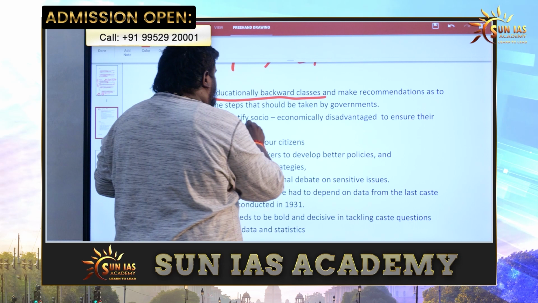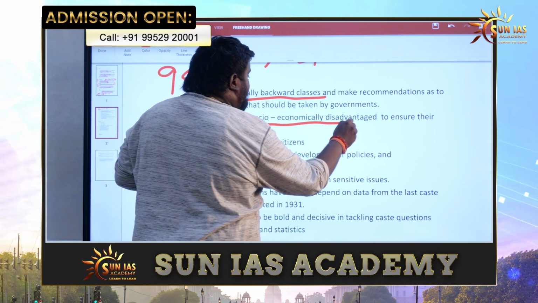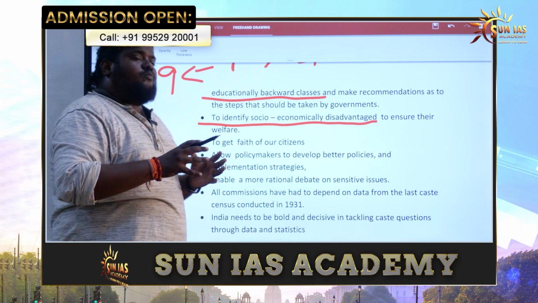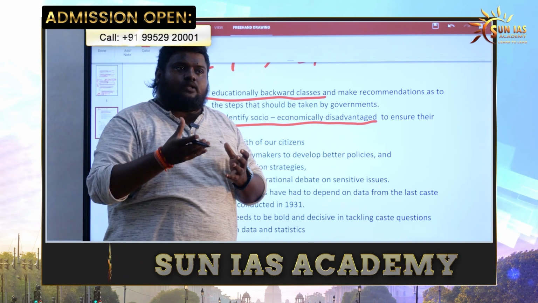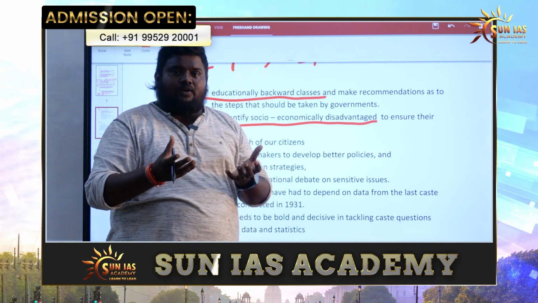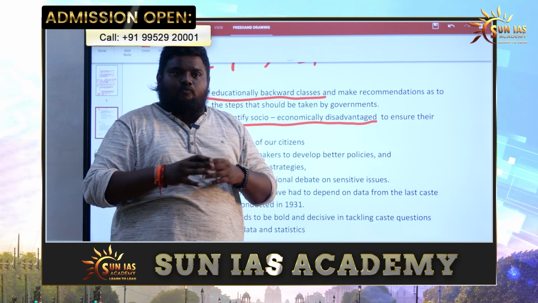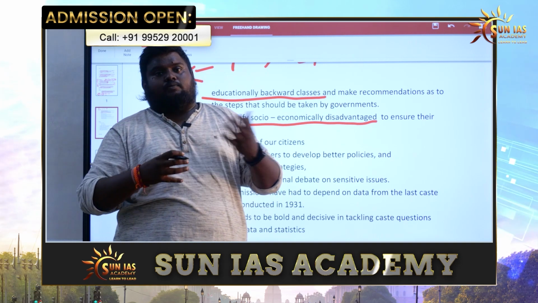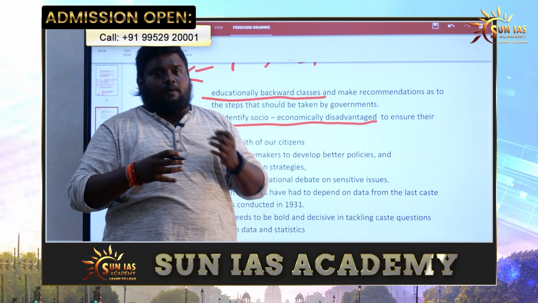So to identify the first problem, to identify the socially and economically disadvantaged, and we have to find what needs to be done for them, because some will be economically very wealthy, some will be economically very weak as well. There should be an understanding of what needs to be done for the caste based socially and economically backward people as well.